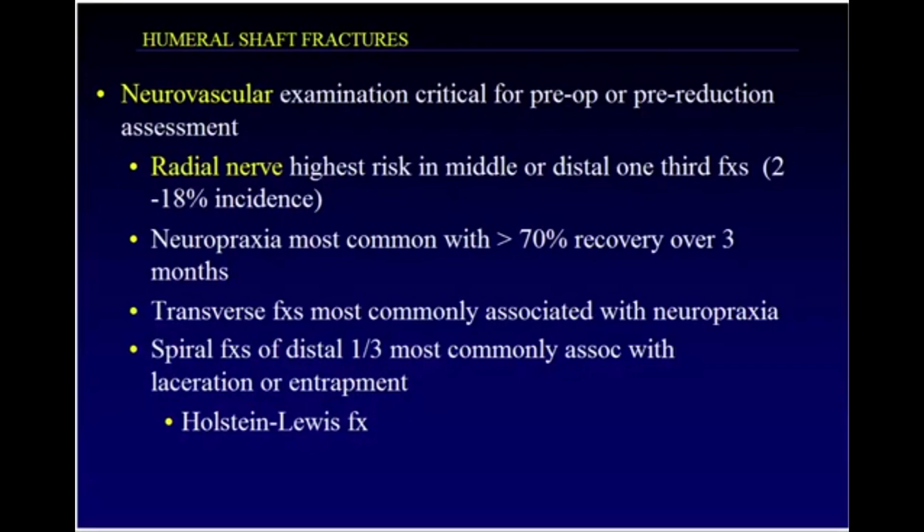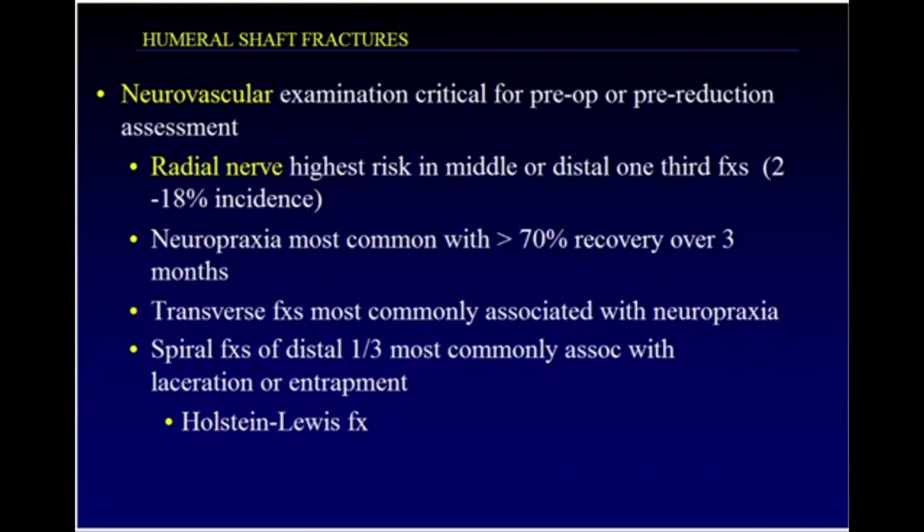Neurovascular examination in humeral shaft fractures is a very critical point because, as you know, many humeral shaft fractures are associated particularly with radial nerve injury. So the radial nerve is at the highest risk in fractures of the middle or distal 1/3 of the humeral shaft, and the incidence is anywhere from 2 to 18%.